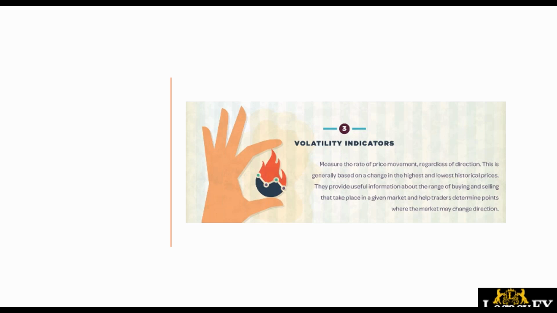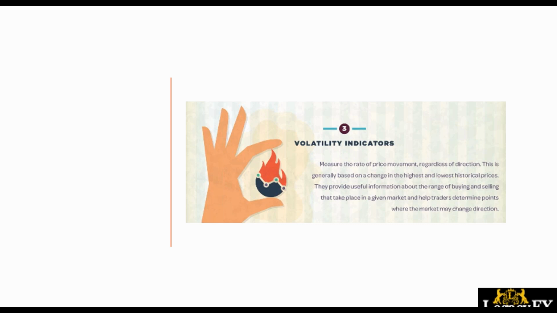Then we have volatility indicators. These are measures of rate of price movement regardless of direction. This is generally based on the change in the highest and lowest historical prices. They provide useful information about the range of buying and selling that take place in a given market to help traders determine points where the market may change position. Now, volatility also helps you determine what you should be using for your risk reward ratio.